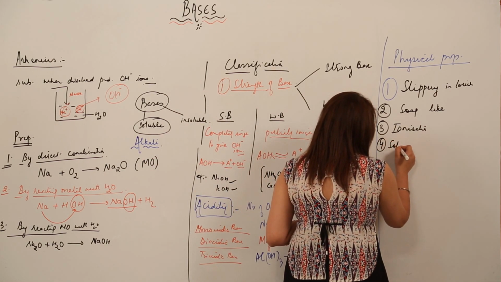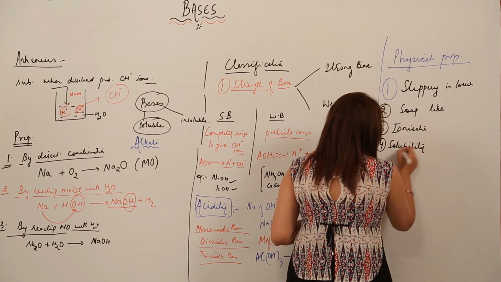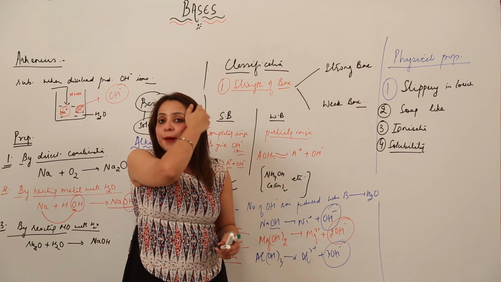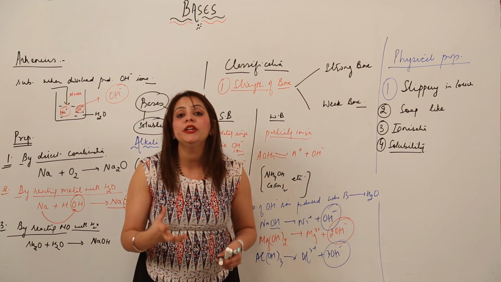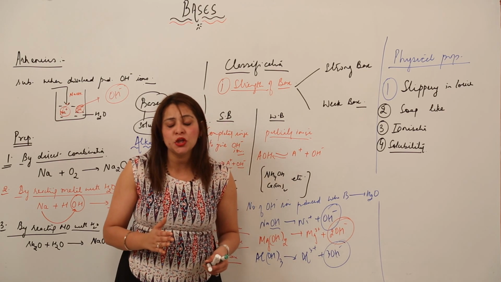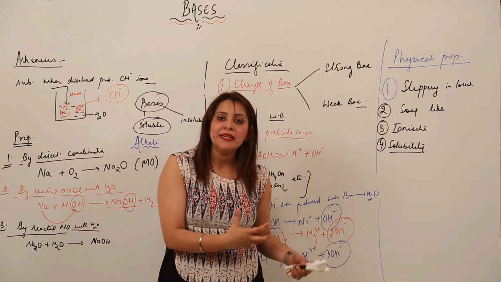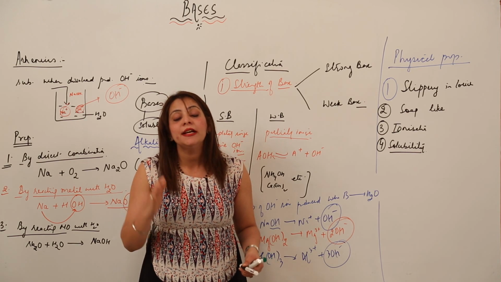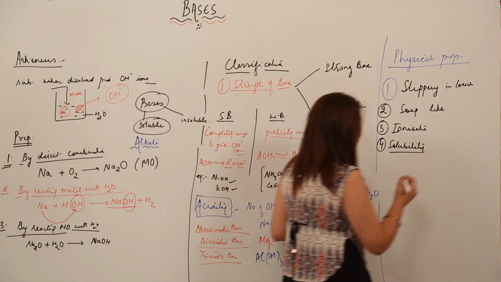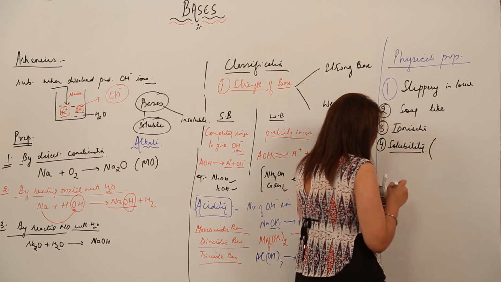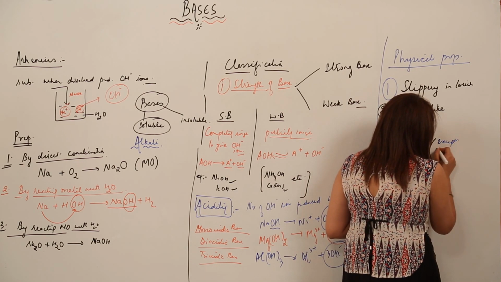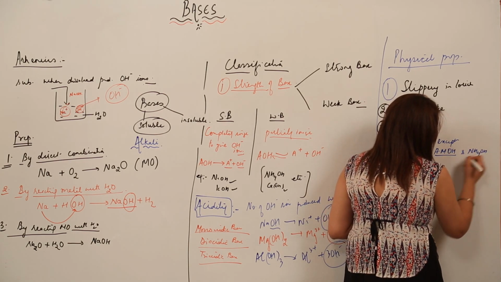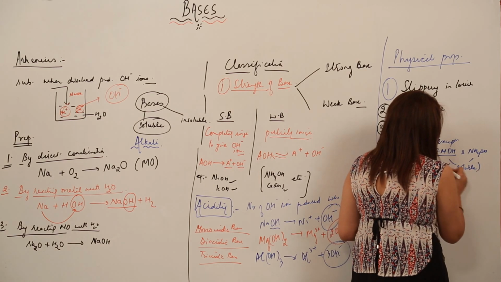Next property is solubility. See, most of the hydroxides are not soluble in water, except the alkali metal hydroxides and the ammonium hydroxide. These are the exceptions which are soluble in water. Apart from these, all other hydroxides are insoluble in water. So, I will just write the exception here: alkali metal hydroxides and ammonium hydroxide are soluble in water, all others are insoluble in water.